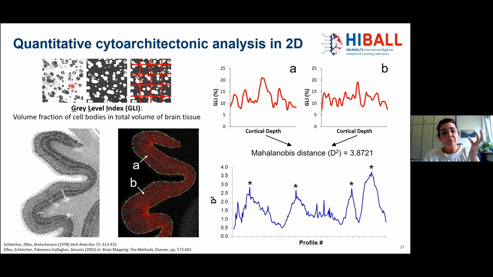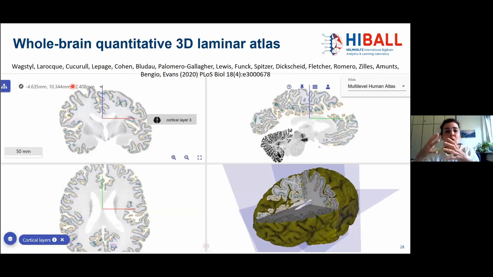But the important thing, for example, in BigBrain would be to be able to do this in three dimensions. And Konrad has already taken an impressive step forward in doing this, and has created the first whole brain quantitative 3D lamina atlas, which is really, really good in most parts of the brain.